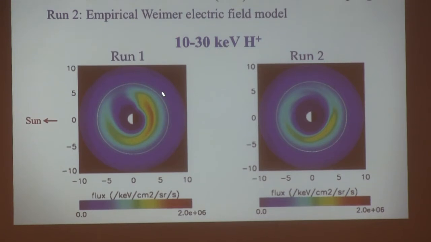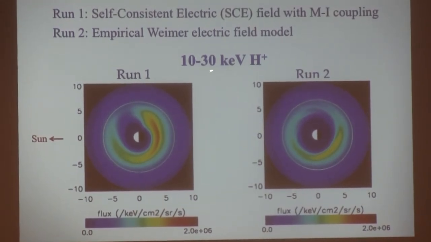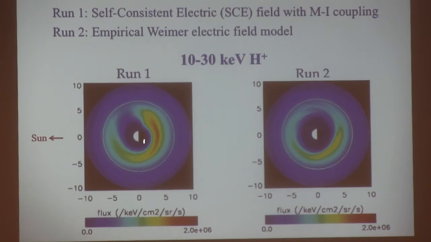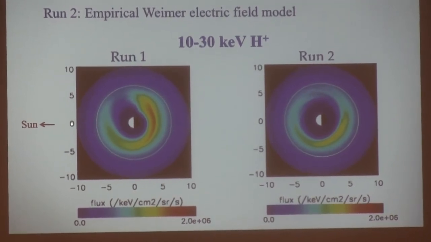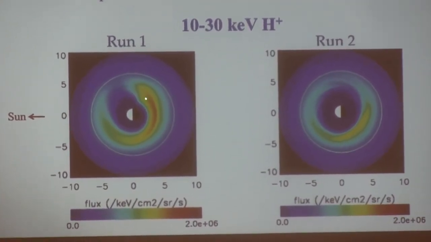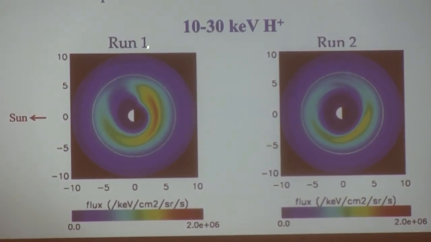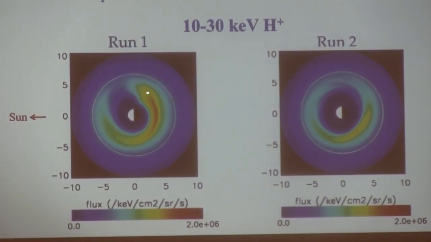And this is the 10 to 30 keV H+ from the first run. This is the equatorial flux, with the sun on the left. You can see that with the self-consistent electric field, the peak of the ion is on the night side, more toward the dawn. But if we use the Weimer model, you see the peak of this ion is near pre-midnight, in the pre-midnight sector.